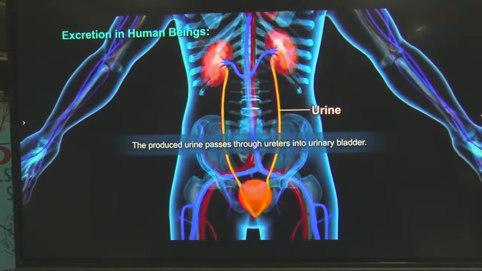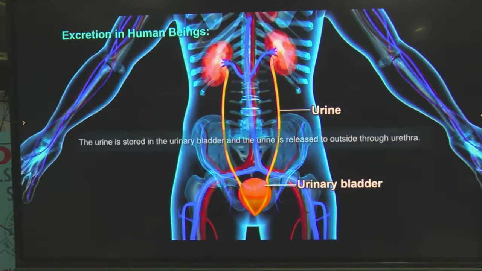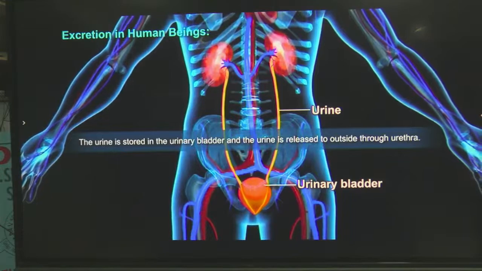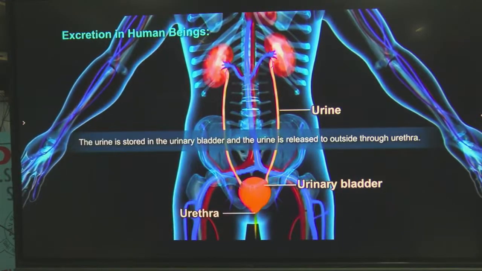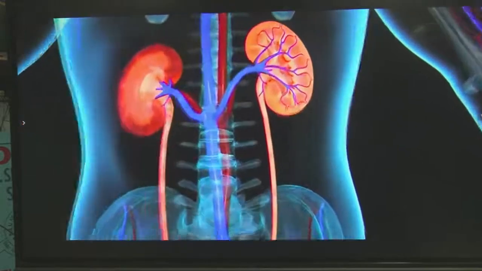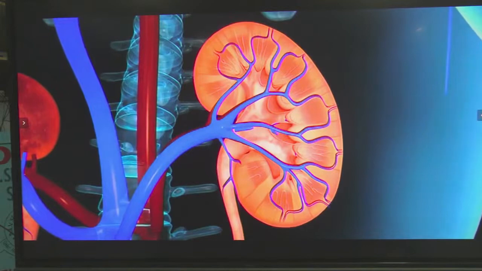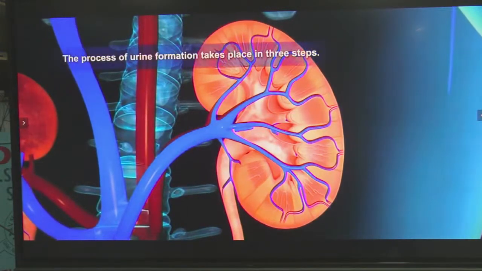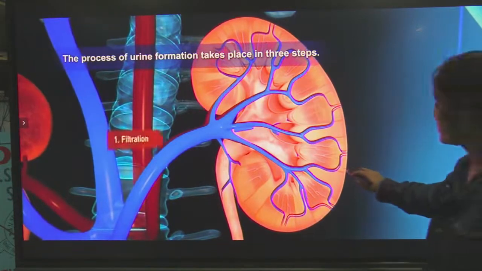The produced urine passes through ureters into the urinary bladder. The urine is stored in the urinary bladder and the urine is released to outside through the urethra. Now, let us learn how urine is produced. The process of urine formation takes place in 3 steps. 1.